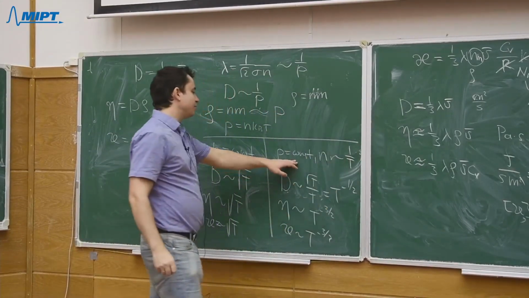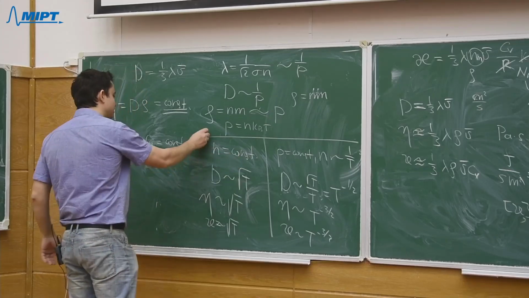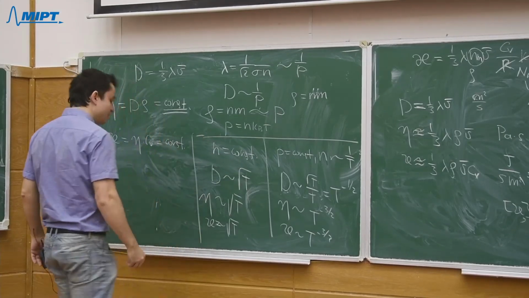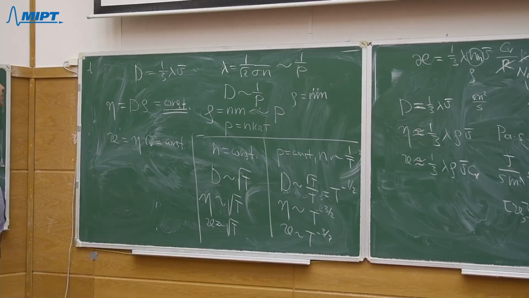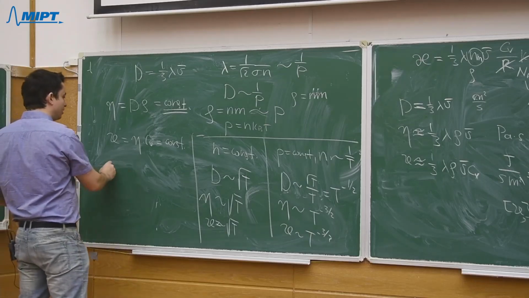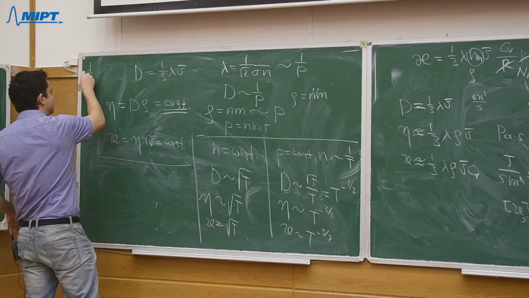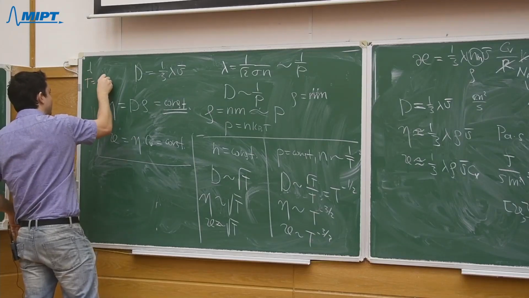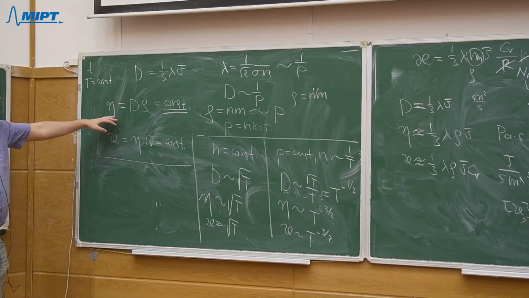So that's depending on what we keep constant and what we do not. In here the pressure is constant, temperature is not. In here the number density is constant, the temperature is not. While previously, initially, I considered that the temperature is constant while pressure is not. So in here, temperature is constant.